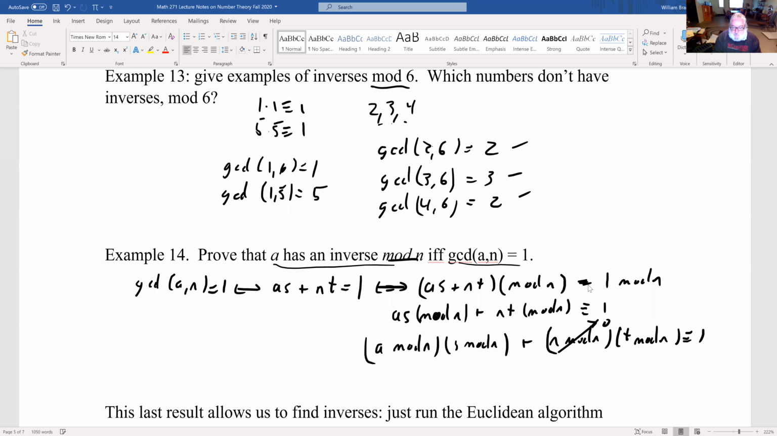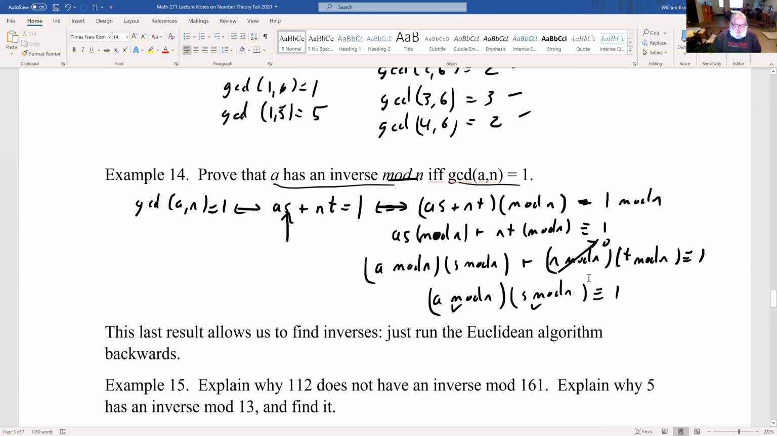This is 0, because when n is divided by n, you get a remainder of 0. So what do we get? A mod n times s mod n is equivalent to 1. And so A and S are your inverses. And that's why it's important to find this S when we're using the Euclidean algorithm, right? Run the Euclidean algorithm backwards and you can figure out what your S is.